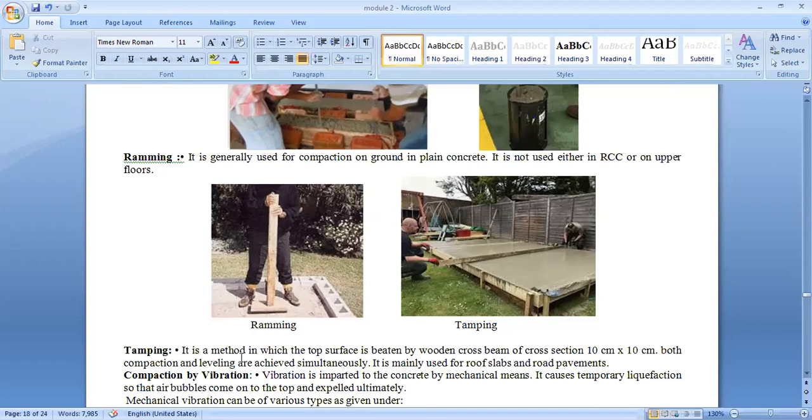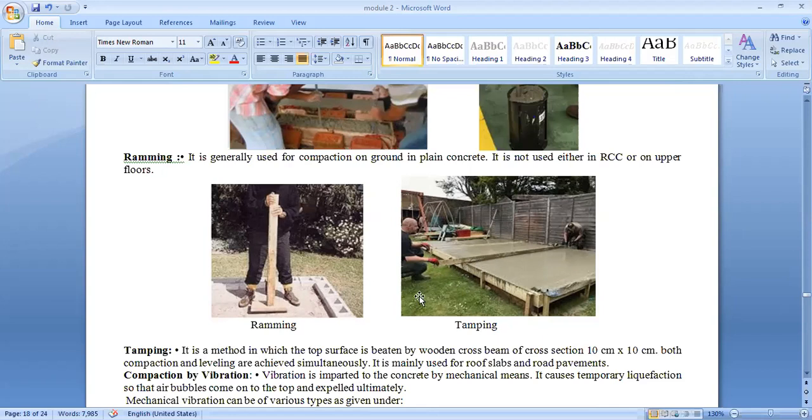Tamping, in this method the top surface is beaten by wooden cross beams of cross section 10 centimeter by 10 centimeter. Both compaction and leveling are achieved simultaneously. It is mainly used for roof slabs and road pavement. There it is.